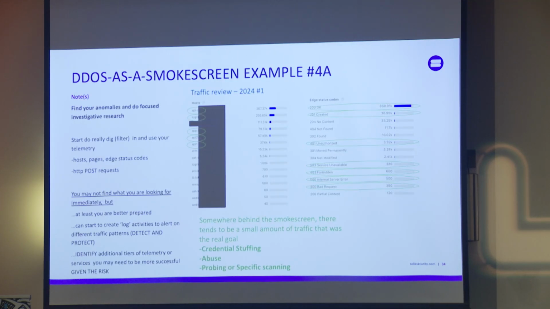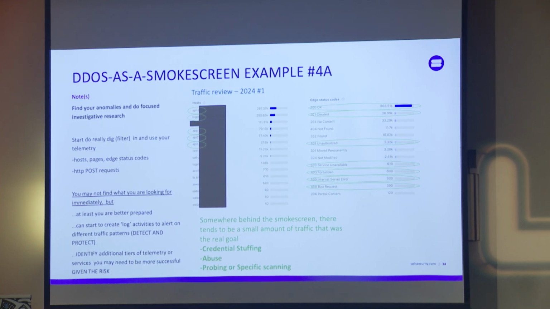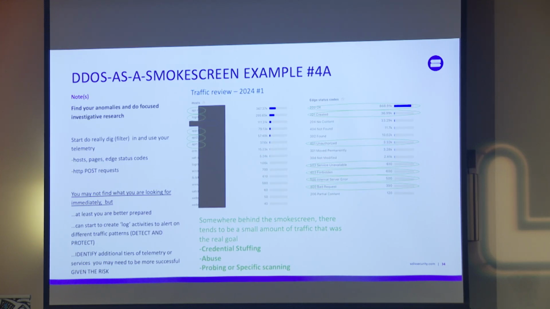So then you go find your anomalies. So I kept looking, and here's the hosts they were hitting the most. Here's the edge status codes. There are some 200s, some unauthorized, some service unavailable. Could have been a vulnerability scan on some web pages. But in this case, they were going after their APIs. They had two versions of APIs, an old one and a new one, and they were credential stuffing those APIs.